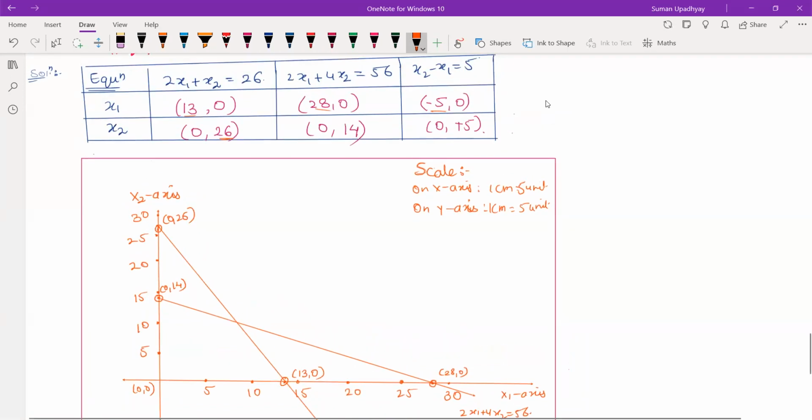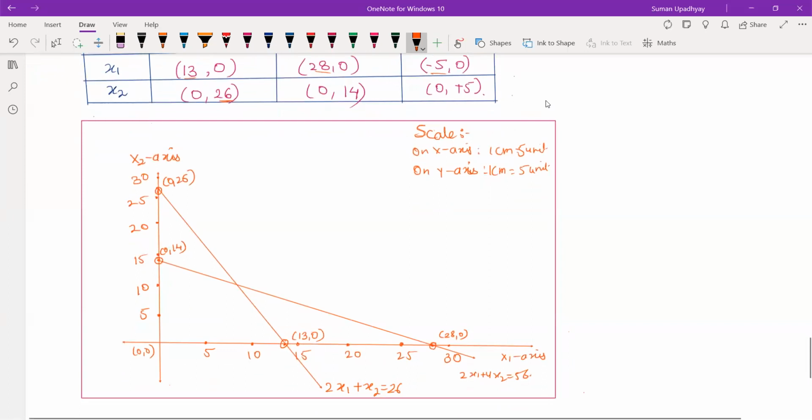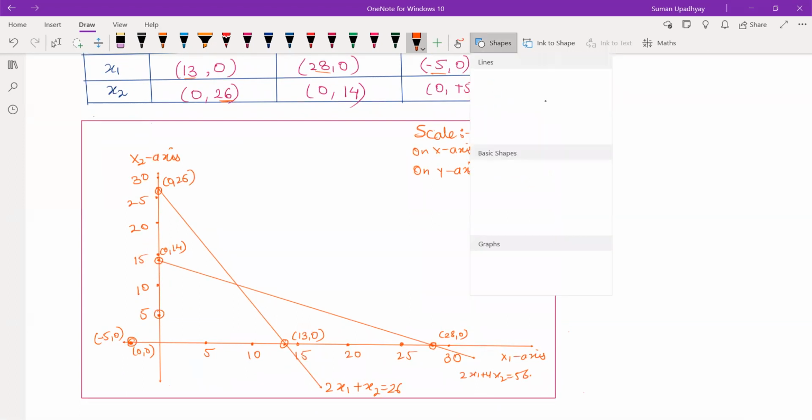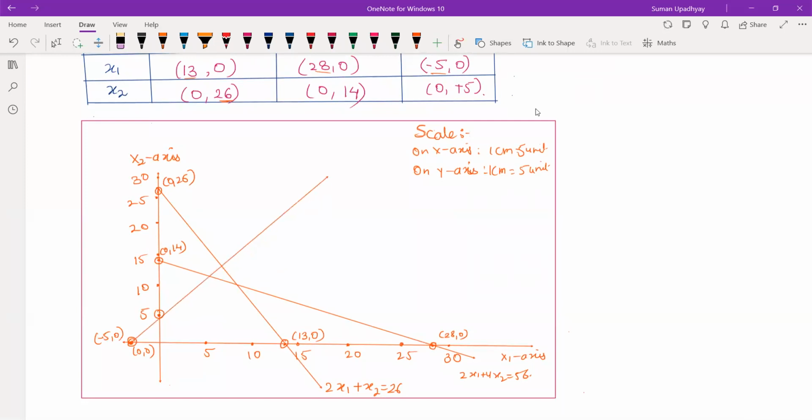Now the third equation. Minus 5,0 and 0,5. Minus 5,0 is somewhere here, on the negative x-axis side. And 0,5 is over here. Now you connect them. So this is your third line. The equation was x2 minus x1 is equal to 5.